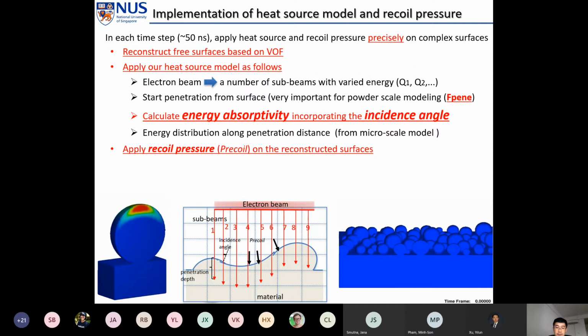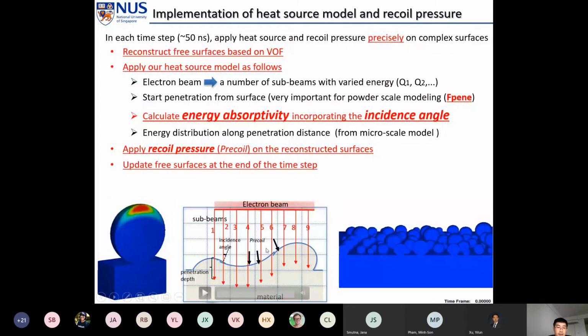So then there will be serious evaporation, and the material will try to become vapor and escape from the surface of the material. Due to the conservation of momentum, there will be a recoil pressure. The recoil pressure depends on the material composition, the local temperature, and also the ambient environment. So we apply the recoil pressure here.